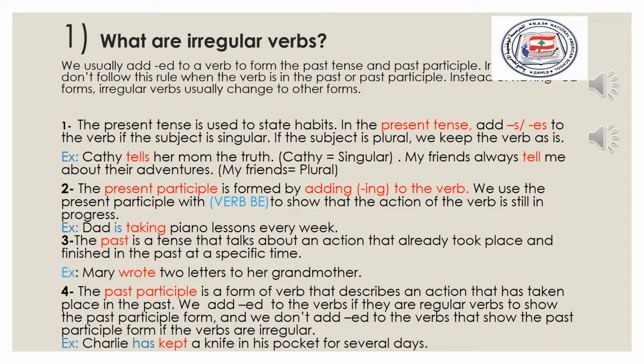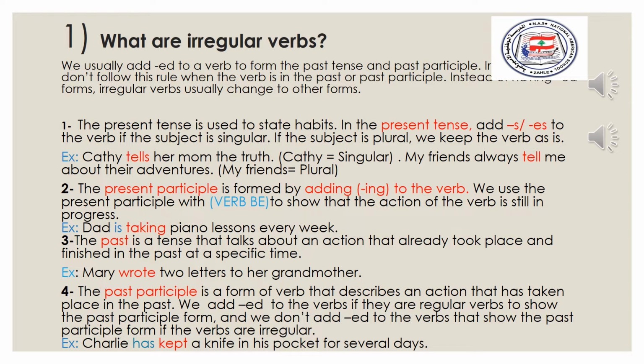First of all, what are irregular verbs? We usually add -ed to a verb to form the past tense and past participle. Irregular verbs don't follow this rule when the verb is in the past or past participle. Instead of having -ed forms, irregular verbs usually change to other forms.